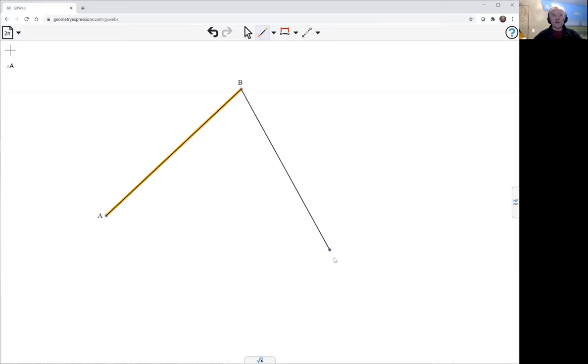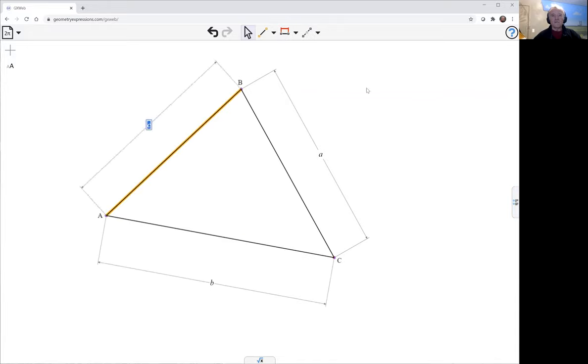So here's my triangle. As is my usual practice, I'm going to constrain the lengths of the lines. And now I'm going to create the altitude in question. One altitude is all I need, really.